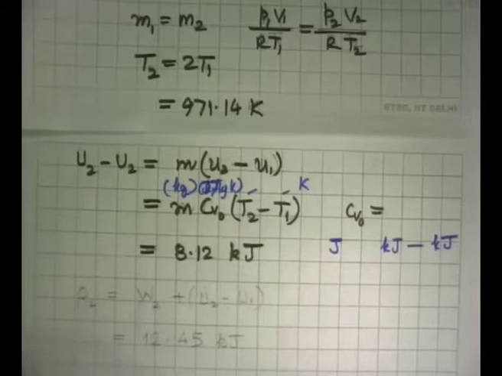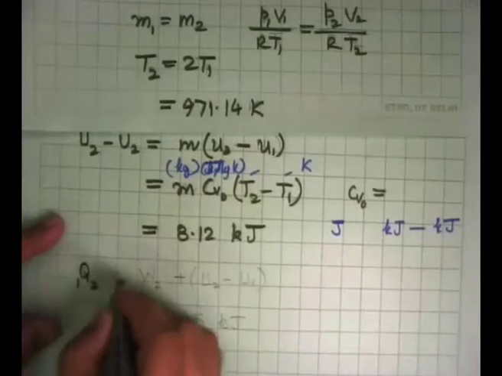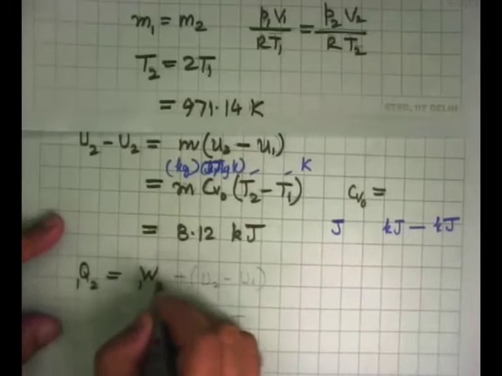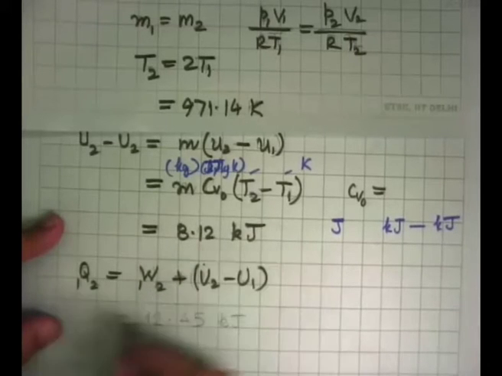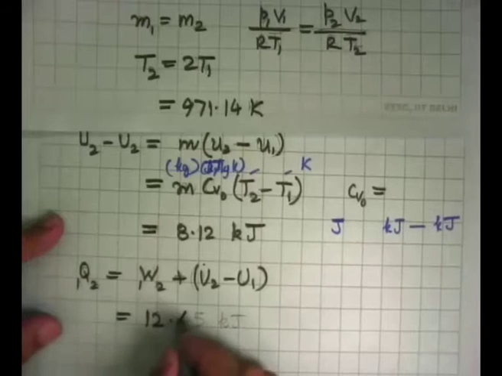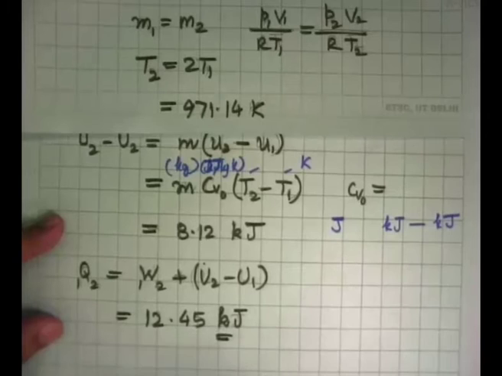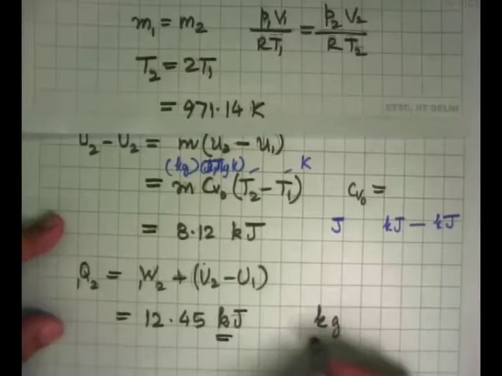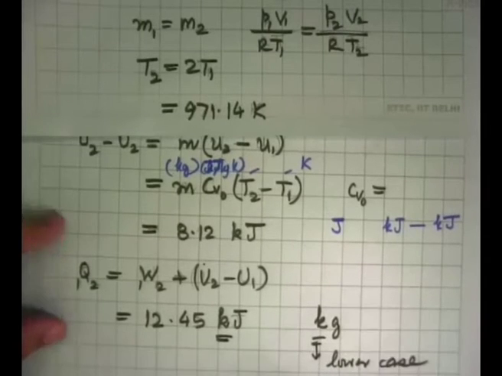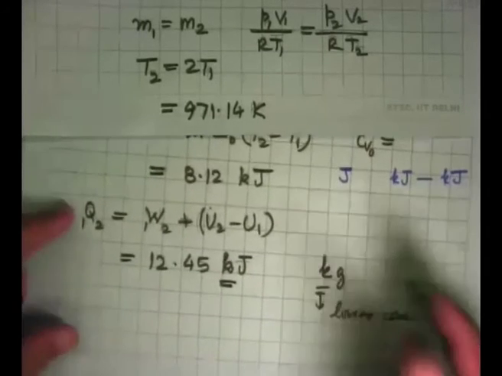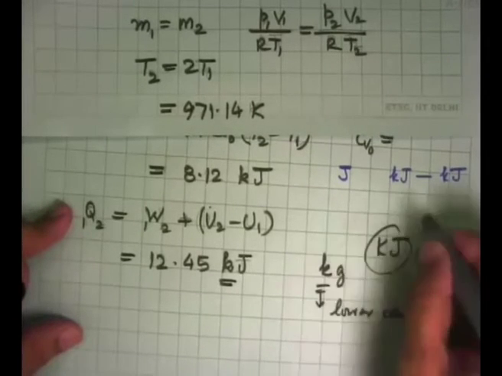So we get the change in internal energy, and substituting that finally in Q12, this becomes W12 plus (U2 minus U1), and this is calculated as 12.45. Please remember that when we write kilojoules or kilograms, this k is always lowercase. It should never be capitalized. So writing kilojoules as KJ or kilogram as Kg, both are wrong.